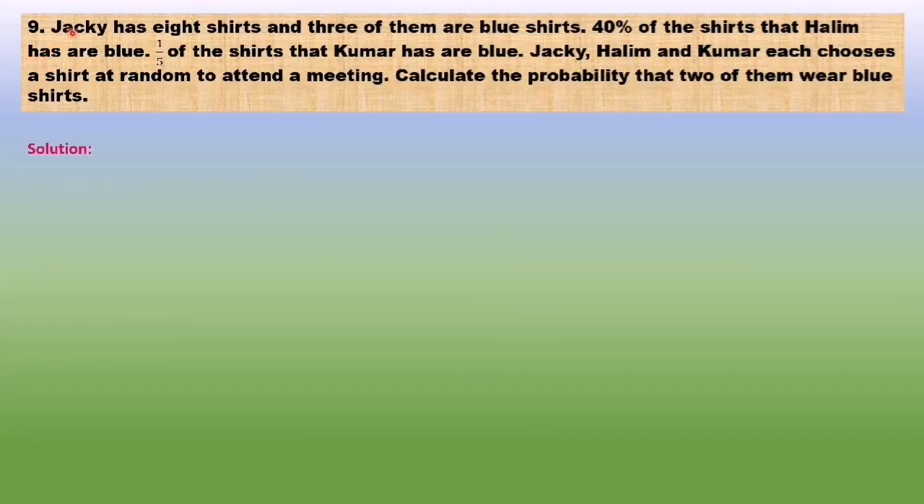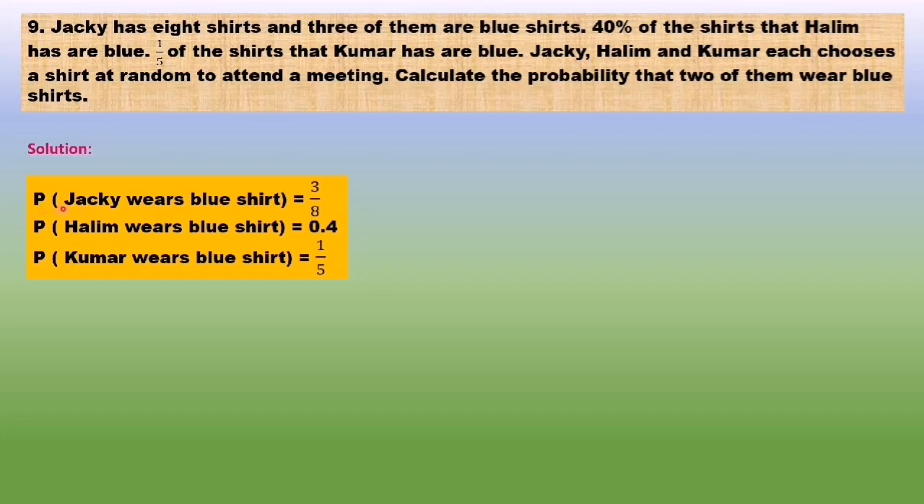Question number 9. Jackie has 8 shirts and 3 of them are blue shirts. 40% of the shirts that Halim has are blue. 1 over 5 of the shirts that Kumar has are blue. Jackie, Halim and Kumar each choose a shirt at random to attend a meeting. Calculate the probability that 2 of them wear blue shirts.